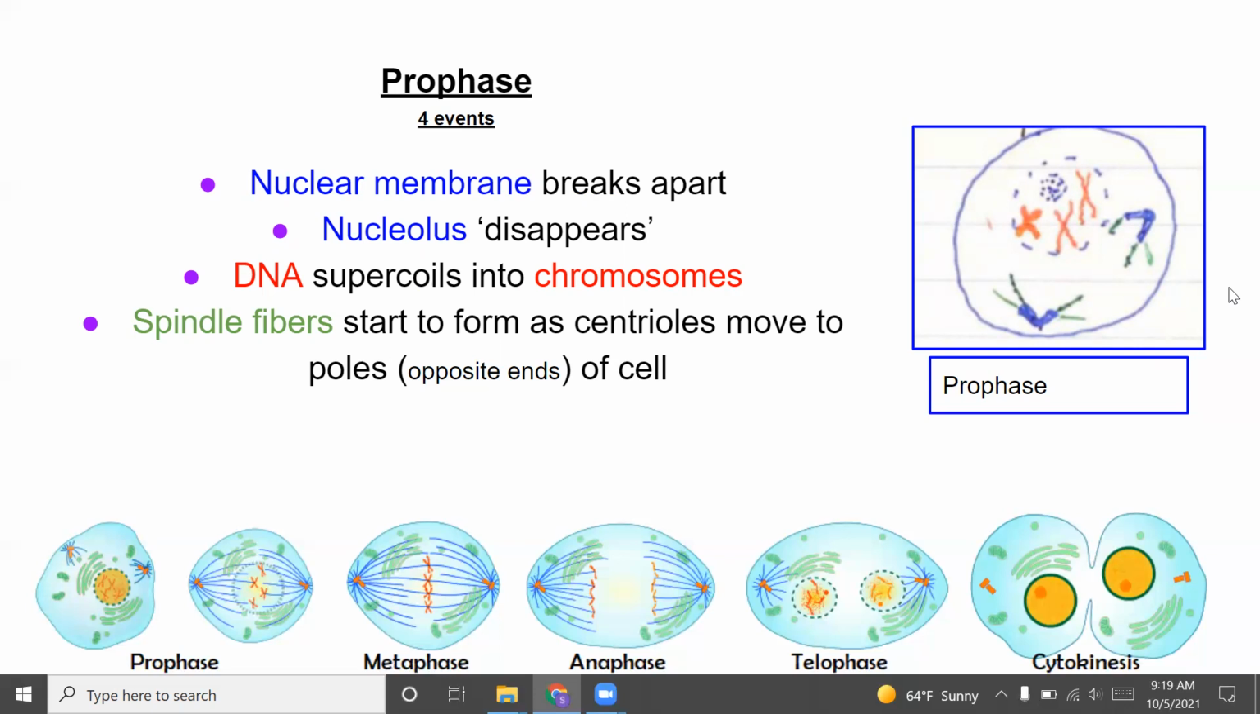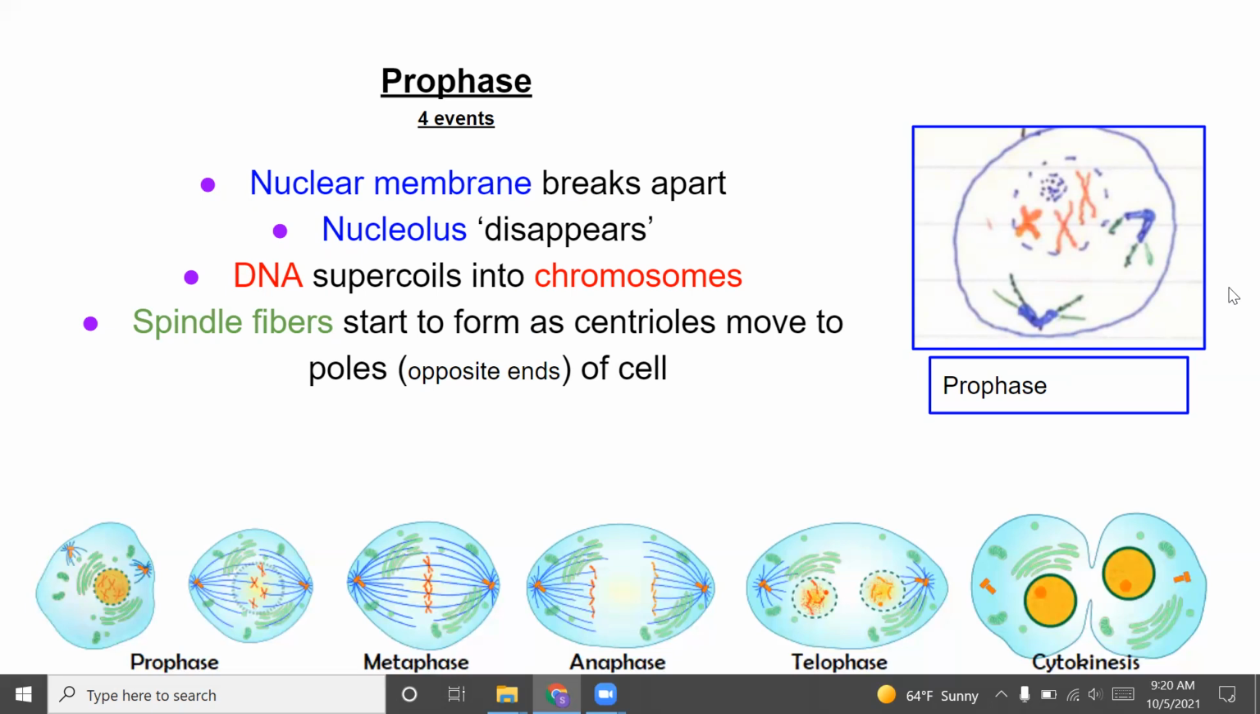that happen. In prophase, you have to know these 4 things happen. Okay? So when you draw your nuclear membrane, we're drawing it as a dashed line now because the nuclear membrane starts to go away. It dissolves, kind of. Same thing with the nucleolus. You're going to draw your nucleolus dotted because the nucleolus also starts to disappear. Then the DNA supercoils into what we now call chromosomes.